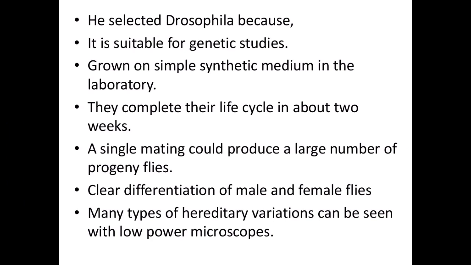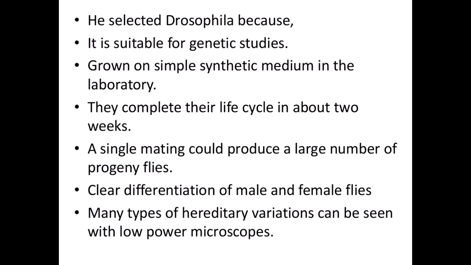He selected Drosophila because it is suitable for genetic studies. Grown on a simple synthetic medium in the laboratory, they complete their life cycle in about 2 weeks. A single mating could produce a large number of progeny flies. There is clear differentiation of male and female flies. Many types of hereditary variations can be seen with a low power microscope. Why has T.H. Morgan selected Drosophila? Because Drosophila possesses all the features required for the study of genetics.